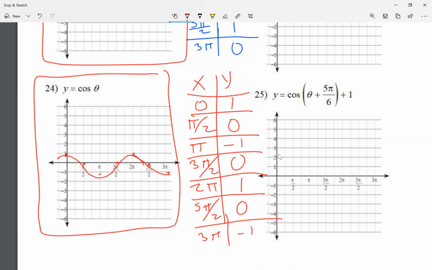Now, looking at number 25, I have to move to the left. I'm going to be shifting to the left. And I said to the left because of the plus sign in the center. So I'm going to move to the left 5 pi over 6. And I'm going to move everything up 1. So let me plot my points here, okay?